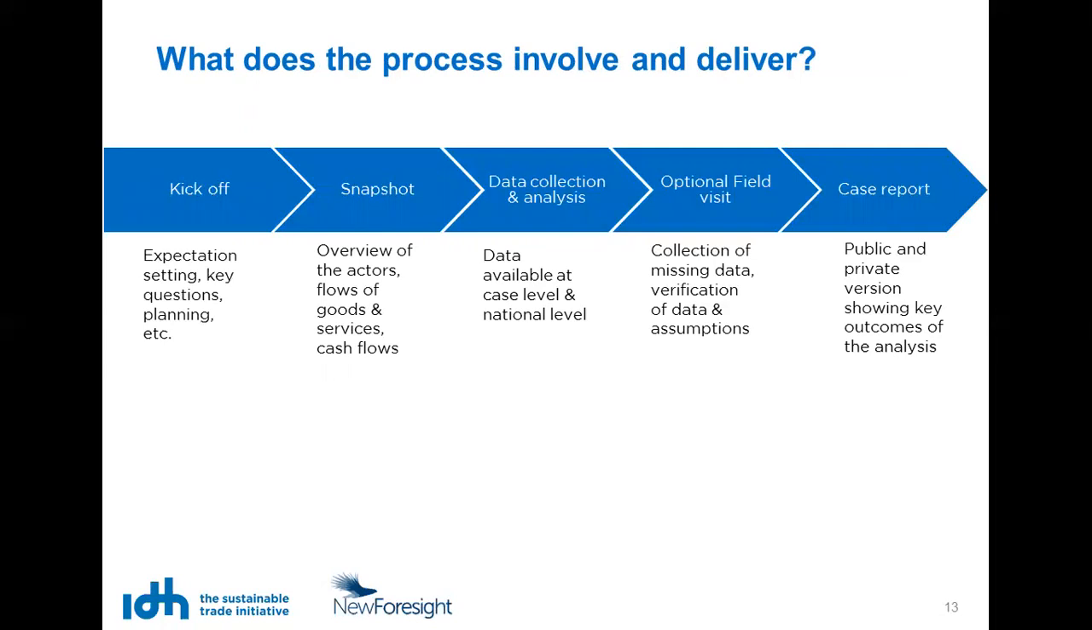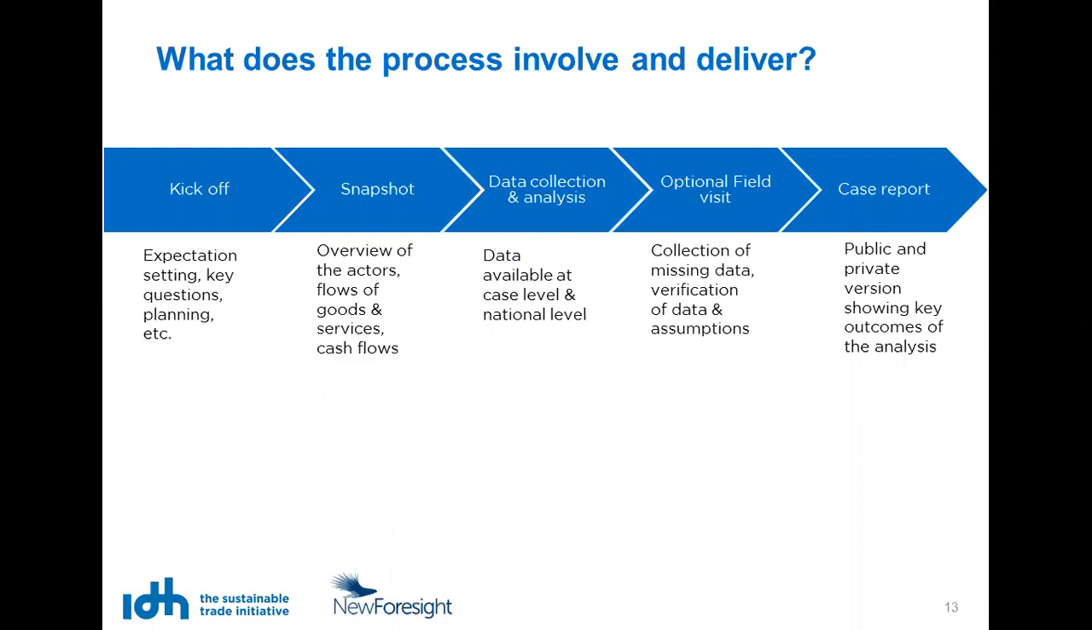The process of doing an individual analysis of a service delivery model starts with a kickoff, with expectation settings, planning, and key learning questions for the case owner. Then we start with the snapshot. That was the graph that you have seen before on the overview of the model. Next phase is data collection, testing of assumptions, analysis, data collection at the level of the case, but also at national level. A field visit is optional, can be helpful to discuss outcomes face-to-face with the teams on the ground and to verify data.